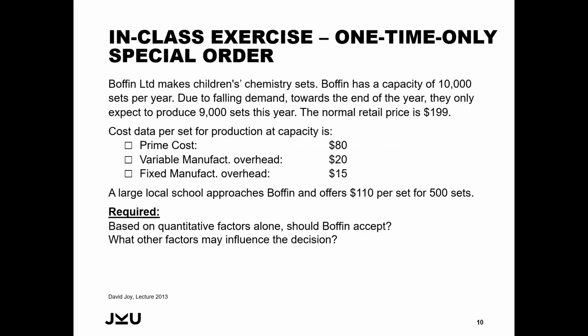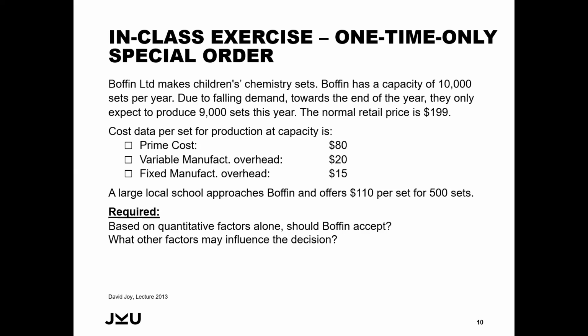And in order to show you that, I have an example. I have another calculation right here. We have Boffin Ltd, which makes children's chemistry sets. Boffin has the capacity of 10,000 sets per year. Due to falling demand towards the end of the year, they only expect to produce 9,000 sets this year. So they have a capacity left of 1,000 chemistry sets. The normal retail price is $199.